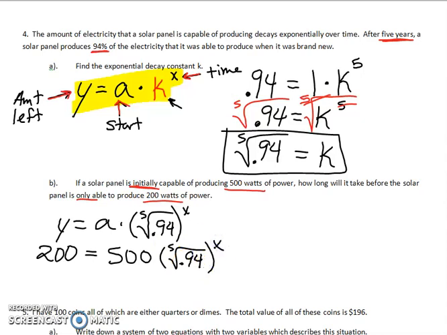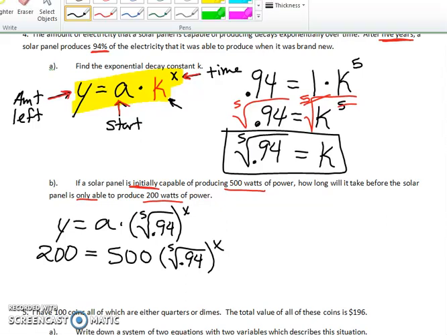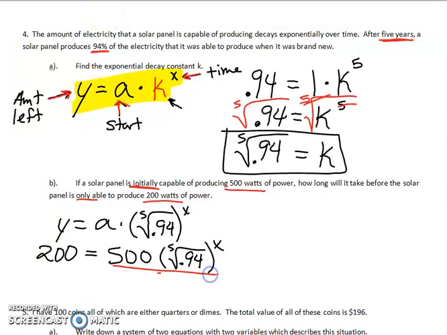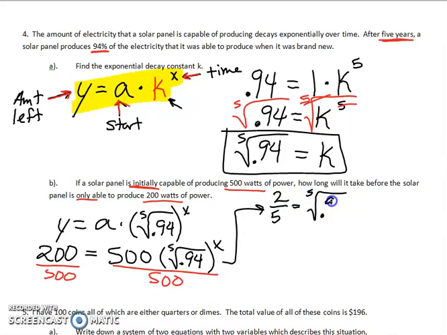Now my goal is to get x by itself. If you remember, if you've got an x hanging out up there, the only way you're going to be able to get that x down is to hit it with a log. So we're going to have to use our logarithm. But before I can use my logarithm, I've got to get that base to be the only thing there. So the first thing I've got to do is divide by 500. When I divide by 500, 200 divided by 500 gives me 2/5 equals the 5th root of 0.94 to the x power.